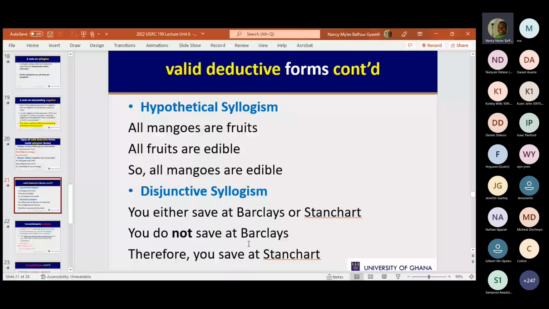I was just telling the class that when you see all mangoes are fruits, I'm sorry, a hypothetical syllogism, look at this example. They are all. Okay? That is the sign, so that if you are under pressure in an exam, you are at least able to do elimination. You take some things out.